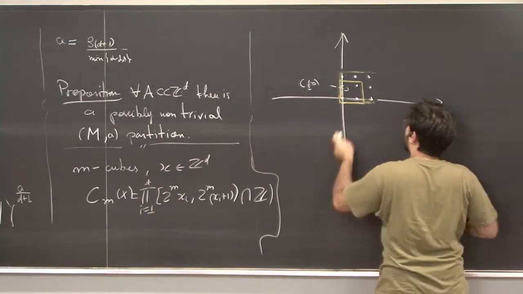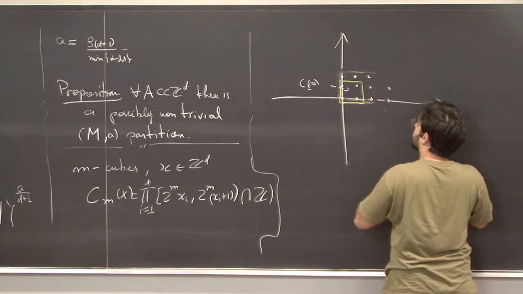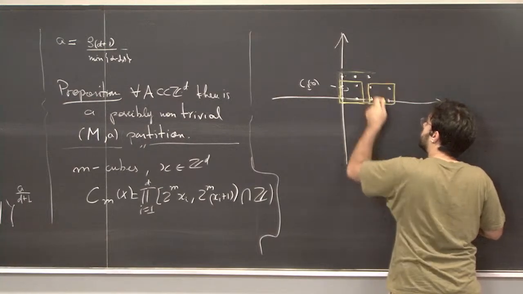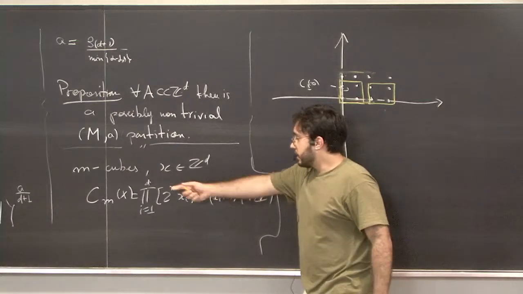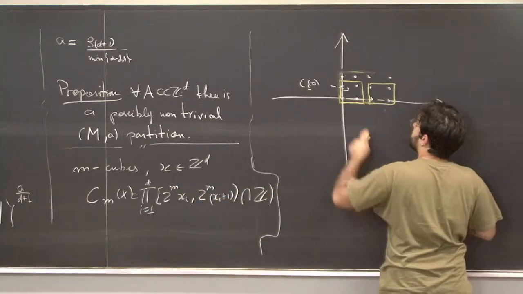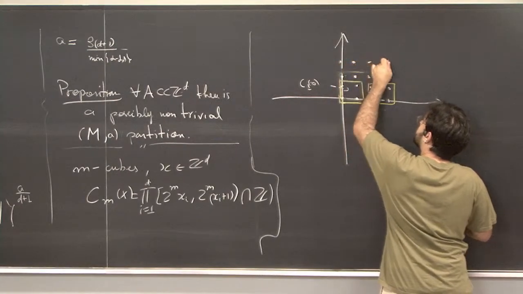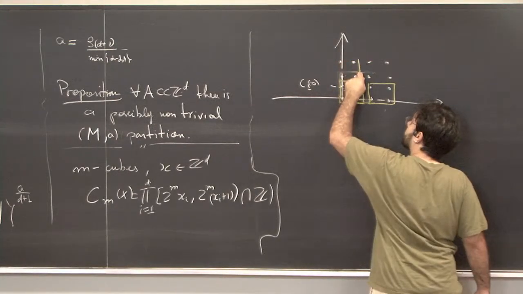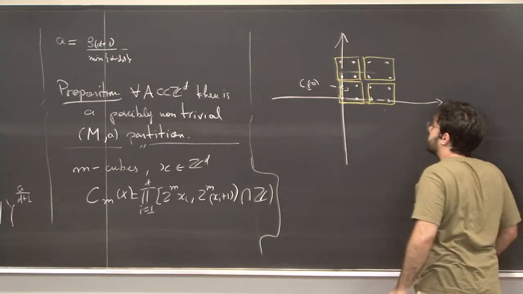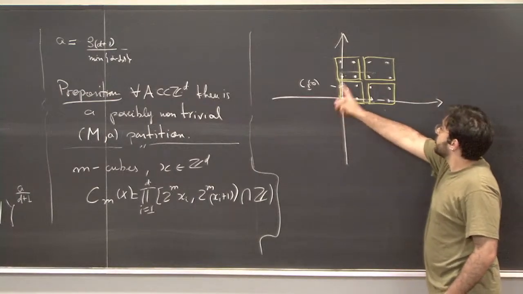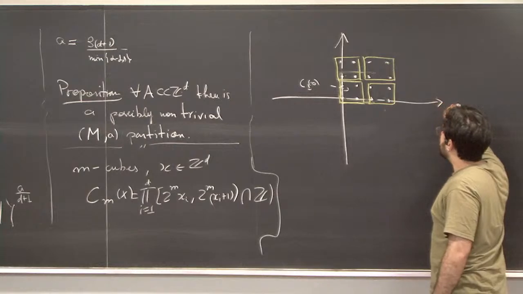And then the other neighbor is this cube right here. And then if I keep translating x, I will get something like this. And as you can see, if I keep translating the cube, then I will cover all Z^D.